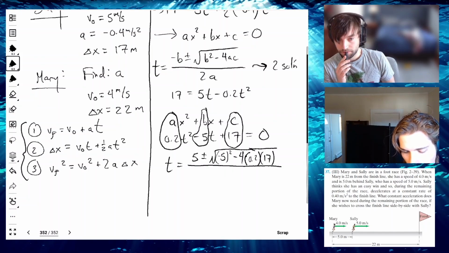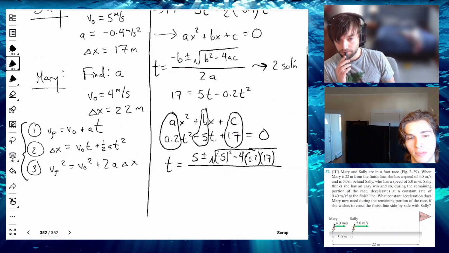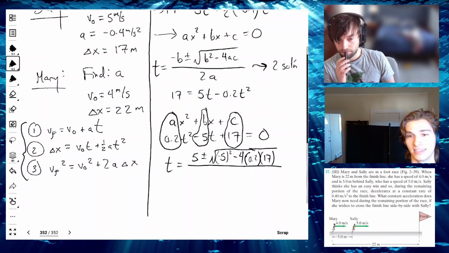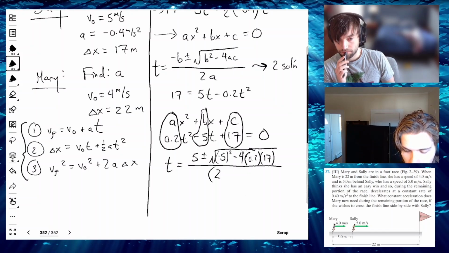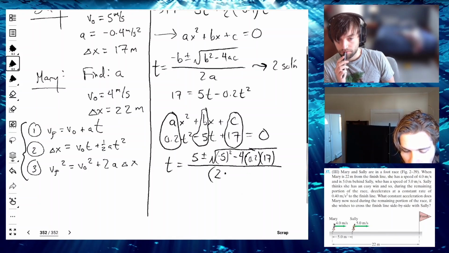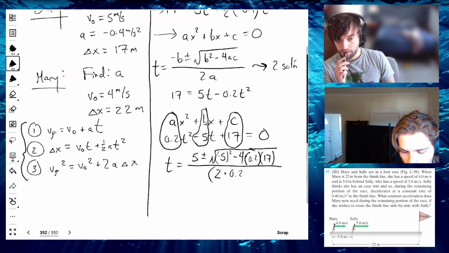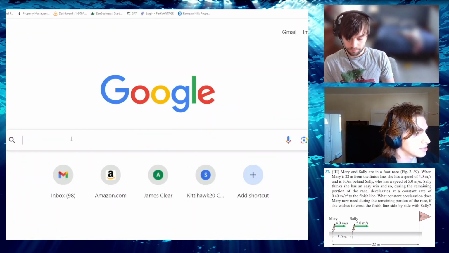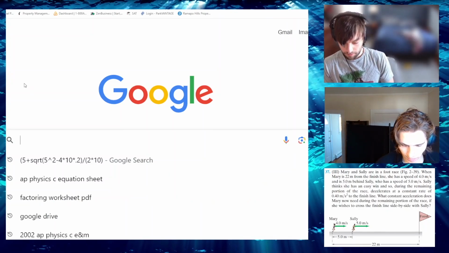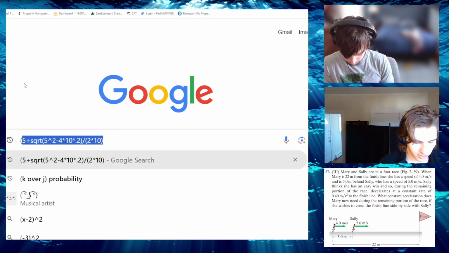All over, we have to make sure that if we type this in, we put the entire top in parentheses. I've made that mistake before. This is all over, in parentheses, 2 times A, which is 0.2. Let's go ahead and do that calculation really fast on our calculators. And I'll do this on Google. As you can see, I've already practiced doing this the correct way.